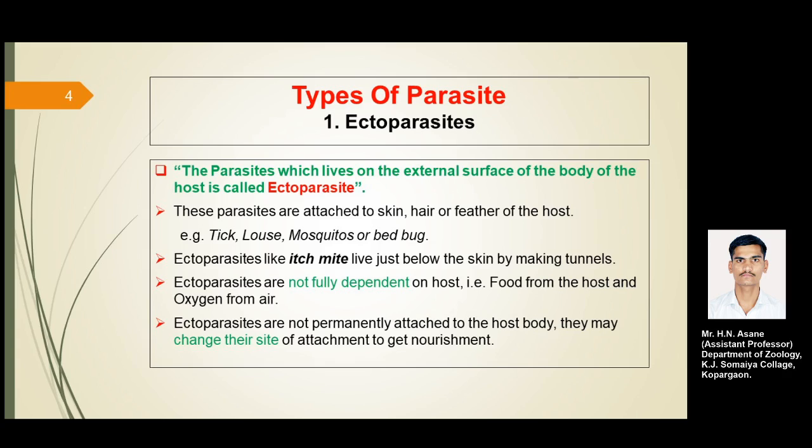They may crawl on the host. You have seen cattle, dogs or cats having ticks or fleas on them, and they are constantly changing their places from here to there, crawling on that particular host. So they are not fully dependent, and they can move from one place to another in search of nourishment.